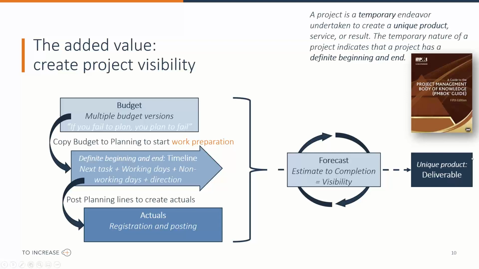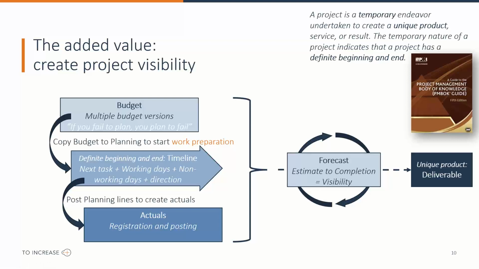So the unique product is the deliverable, and within advanced job management, you can define a deliverable as the end result of the project, and then in the end hand it over to service as a service object, or a group of service items, as an as-installed or as-delivered product that becomes part of the installed base. To get to that deliverable, it all starts with a budget.